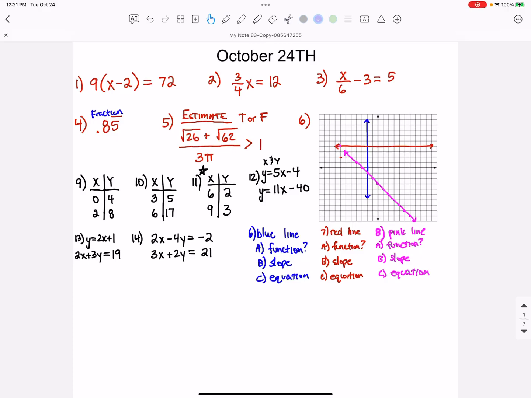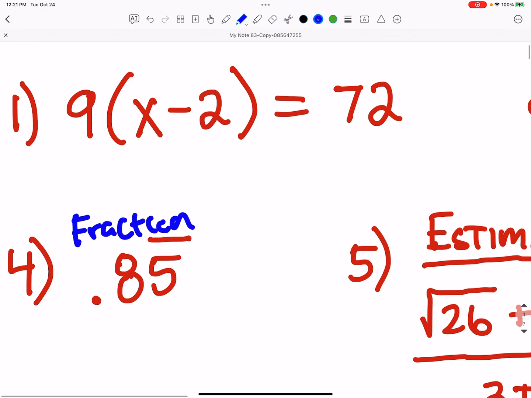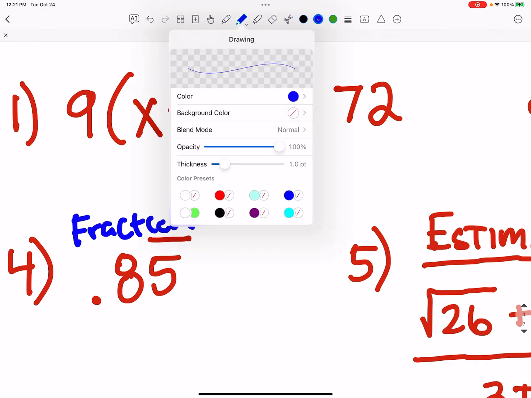Okay, guys, homework help for October 24th. This one should be pretty easy. I'm going to see if I can make this pretty small.